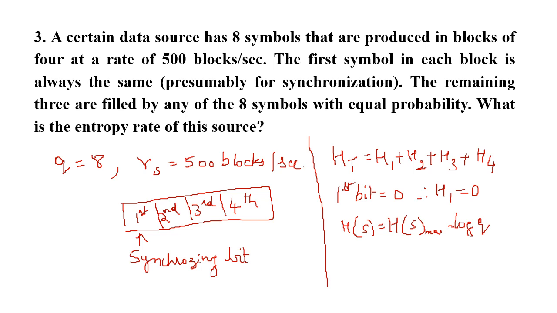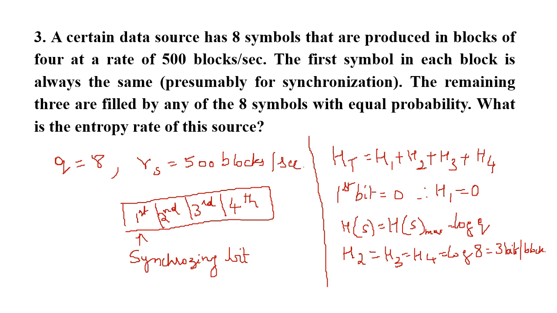Now what is Q here? Q is given as 8. So the second entropy block is equal to the third, that is H2 is equal to H3, which is equal to H4, which is equal to log of 8. Now what is log 8 equal to? It is nothing but 3, correct. So what is the unit here? It is 3 bits per block. It is not per message; it is given in terms of blocks.